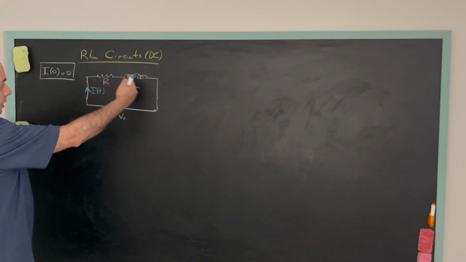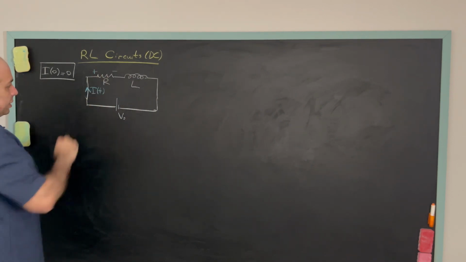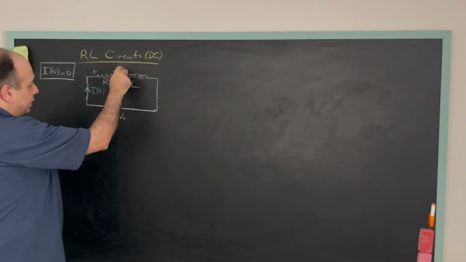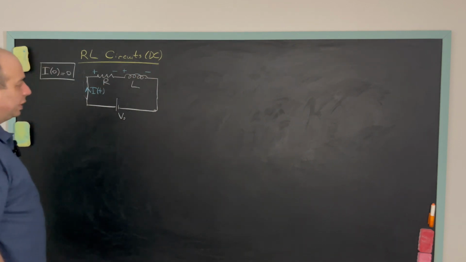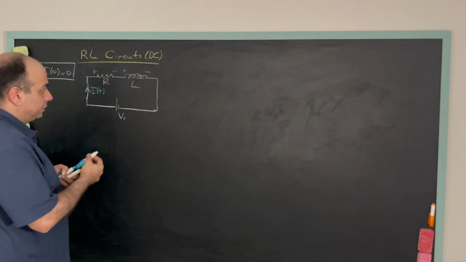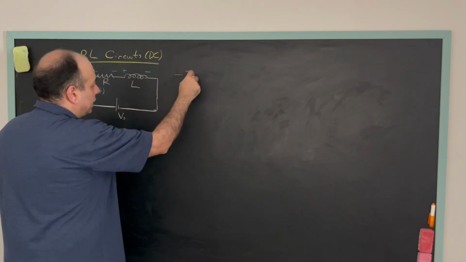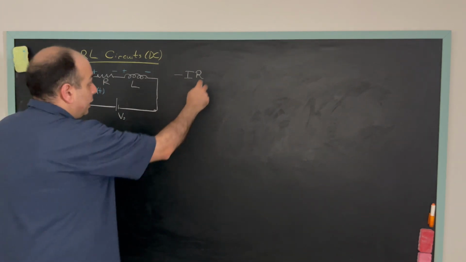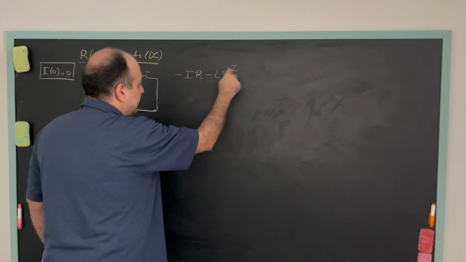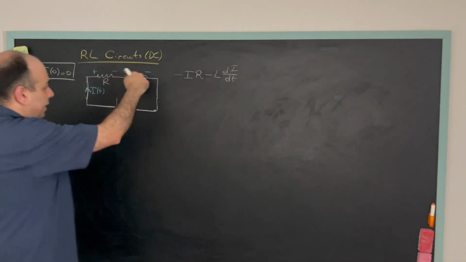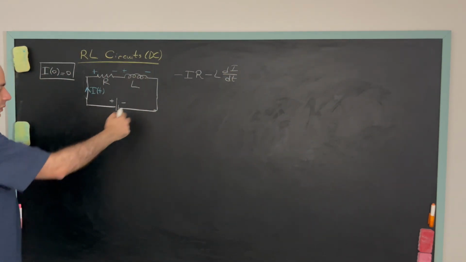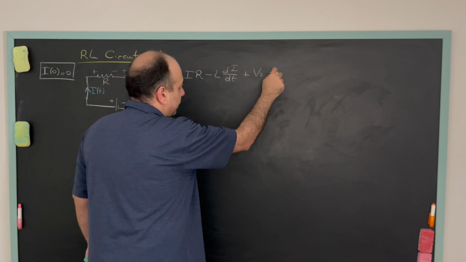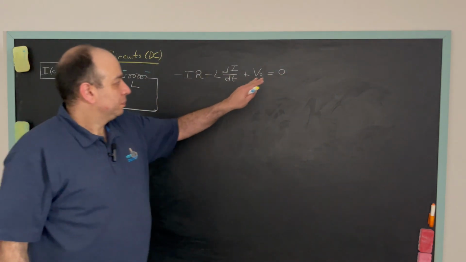If I'm going with the current like that, the potential will drop across the resistor. If I assume the current is increasing in that direction, there will be a potential drop across the inductor as well. If I write this down as an equation, I'll have the potential drop across the resistor, I assume it's an ohmic resistor, and I'll have minus L di over dt. Then my potential is going to increase when I cross this power source, and it's a DC one, so V0 is a constant. I close the loop, so they all add up to 0.